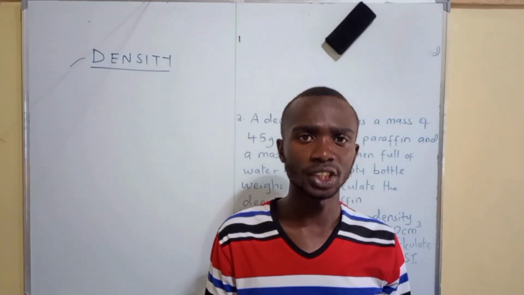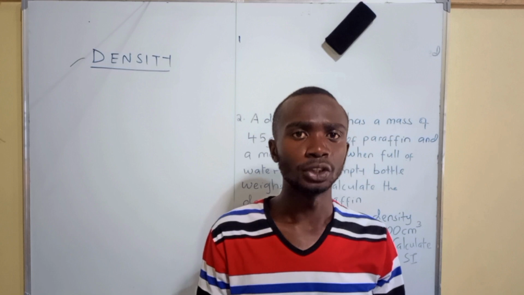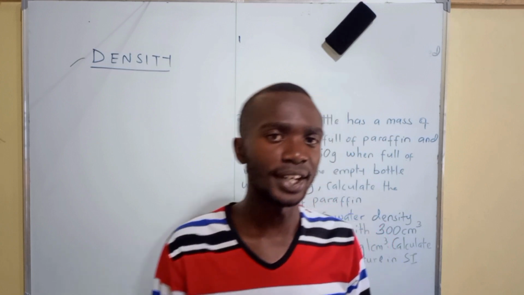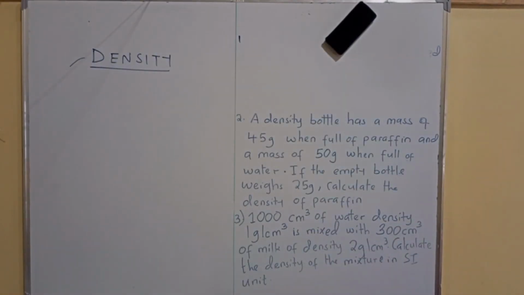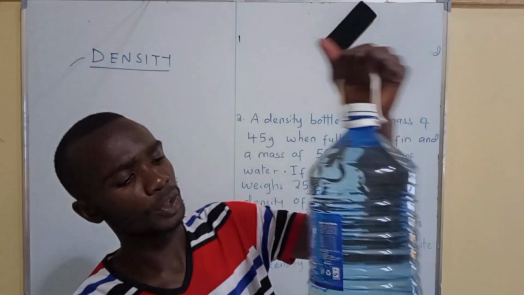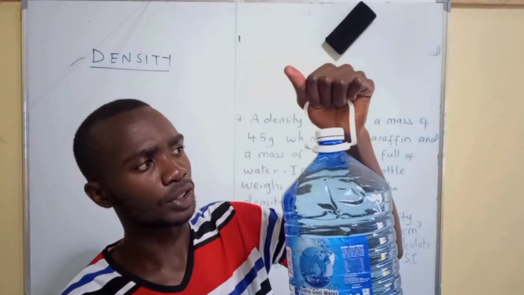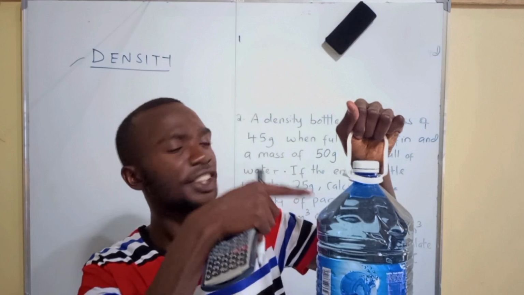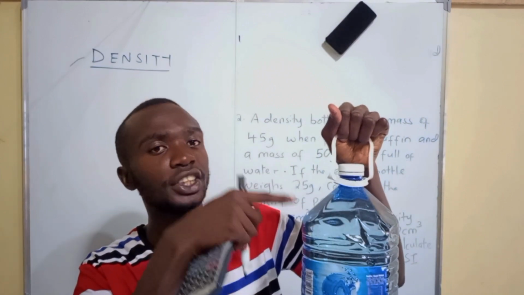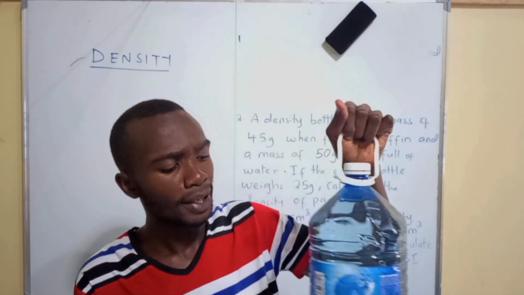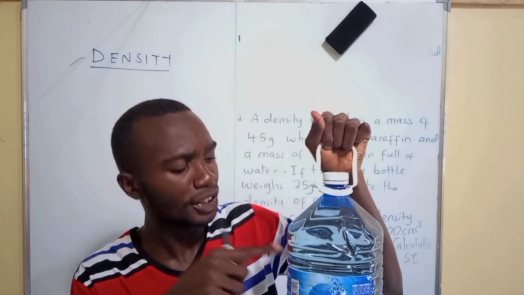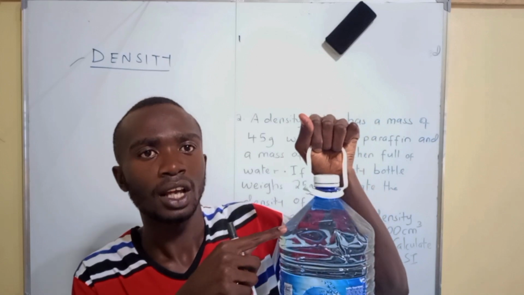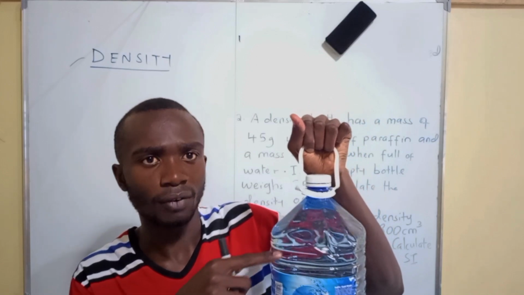So when you fill water inside the density bottle, the volume of water inside the density bottle is equal to the volume of the density bottle. For example, I know most of us are very familiar with this water bottle. This bottle is filled with water, and the volume of the water inside this container is equal to the volume of the container. Because you know the density of water, using the density and the volume of water, we can get the mass of this water.